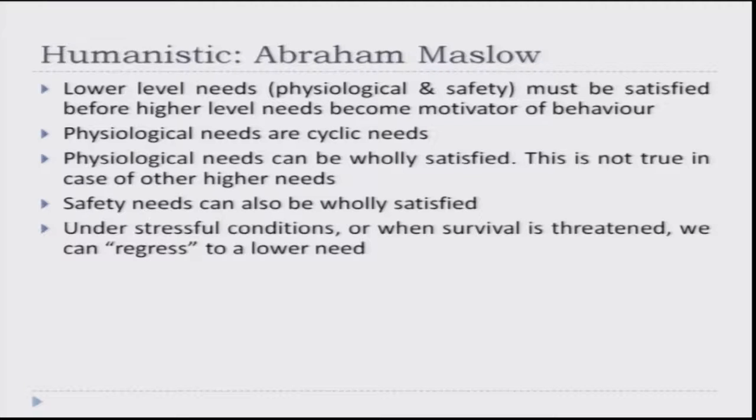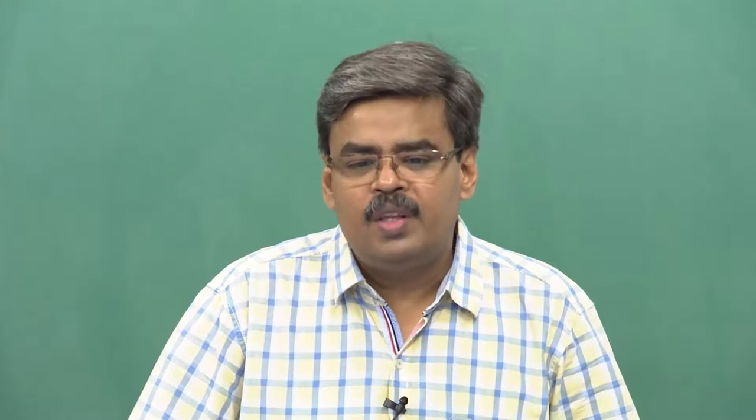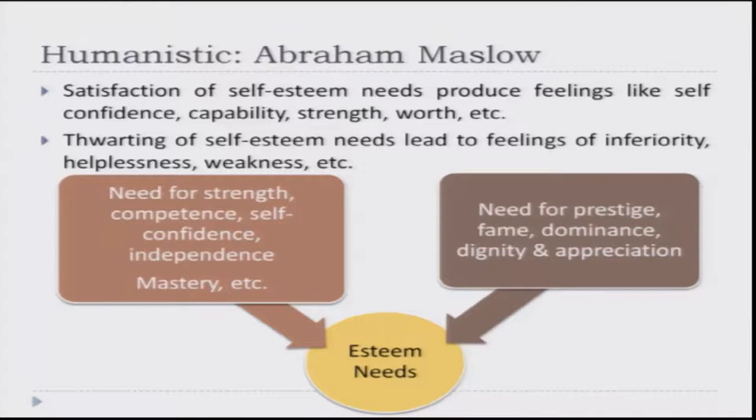But there is an interesting phenomenon that you find also being described in the dynamic approach. Maslow says that under stressful condition or when our survival is threatened, at that time we all regress to our lower needs. So, suddenly you realize that in the state of threat to survival or extremely stressful condition, people start worrying about their physiological needs, need for security, belongingness and so forth. Now, Maslow says that the satisfaction of self-esteem needs produces feelings like self-confidence, capability, strength, worth, etc. And when self-esteem needs are thwarted, then it leads to feelings of inferiority, helplessness, weakness. And of course, we all strive for strength, competence, self-confidence, independence, mastery, prestige, fame, dominance, dignity, appreciation.